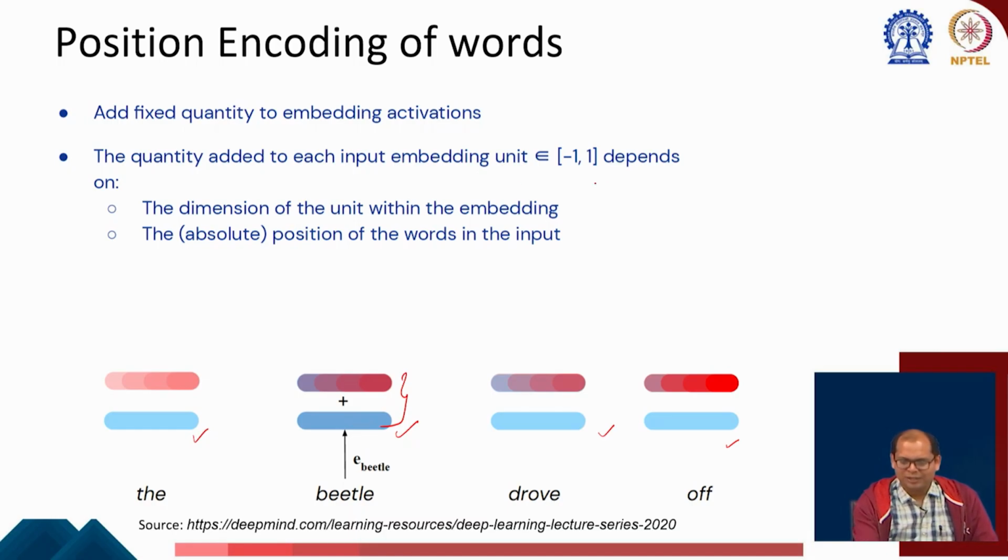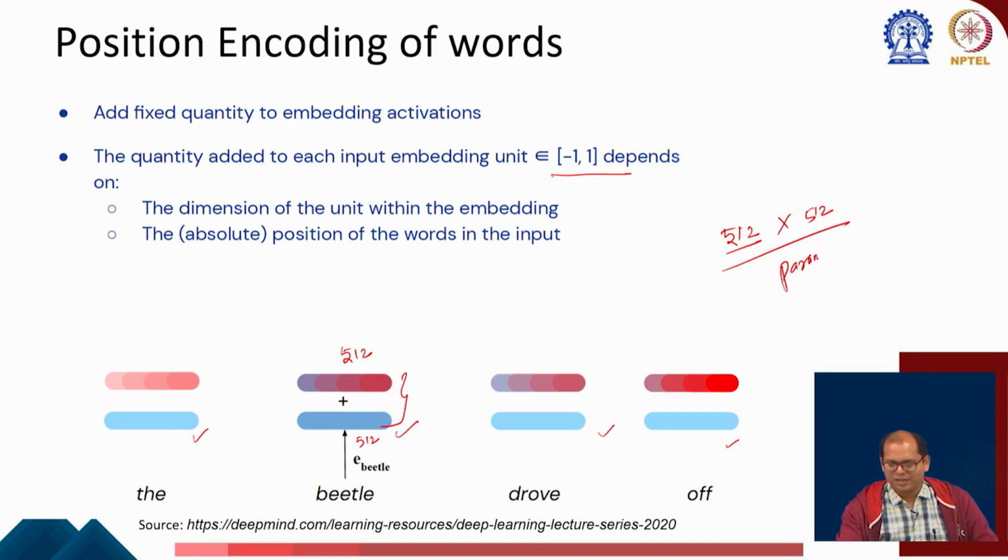So we add some quantity to each input embedding unit, and this dimension will be same. So my embedding is 512 dimension, this will also be 512 dimension, and it will depend on the absolute position of the input. That means let us say I have a maximum length sequence. So in this case transformer, this was 512. So I can encode 512 inputs, 512 words, and each word can have 512 dimension. So I need to know all these 512 cross 512 parameters for position embeddings, for position encoding.